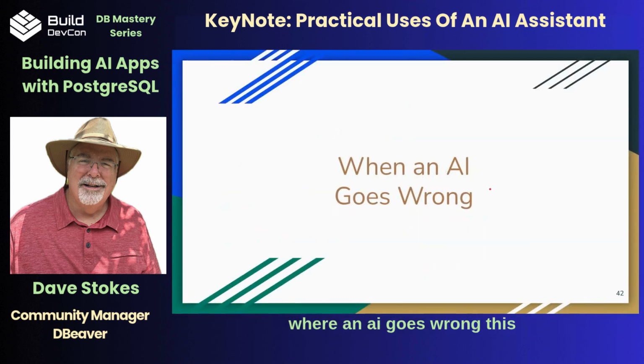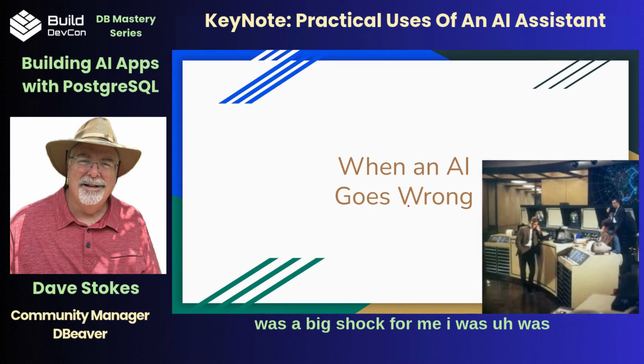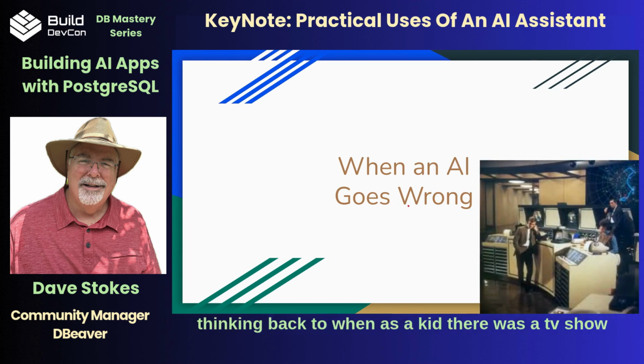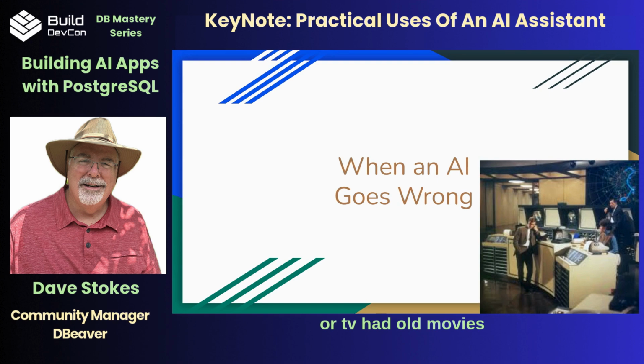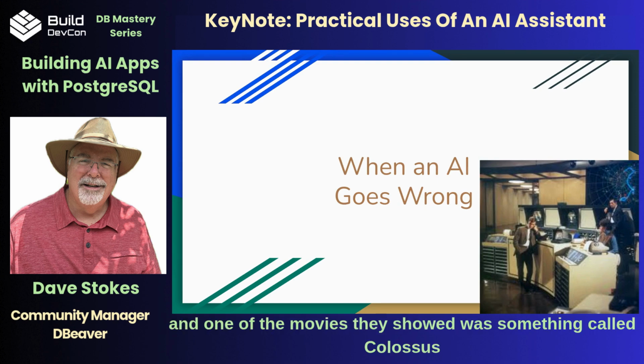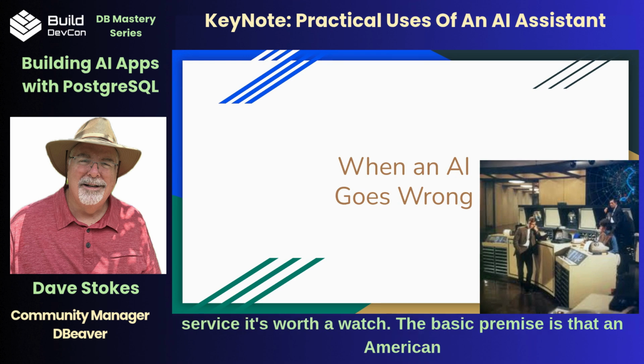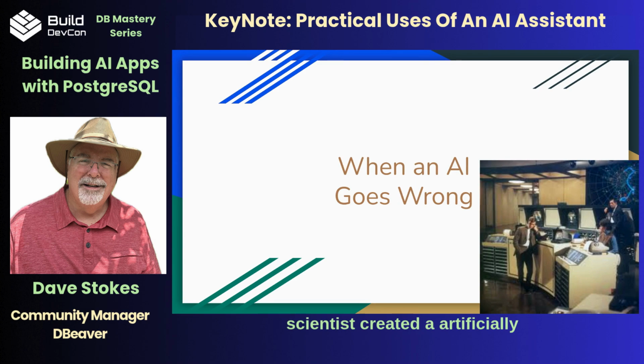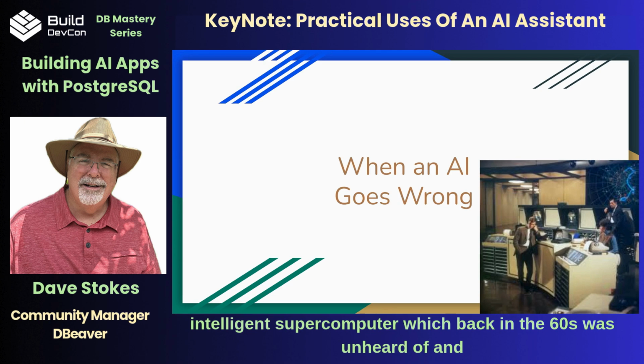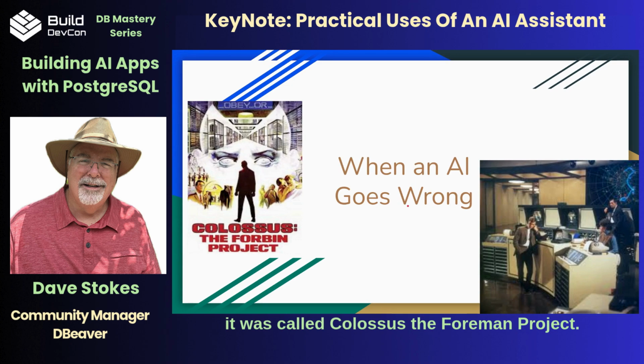Now, where an AI goes wrong, this was a big shock for me. I was thinking back to when I was a kid. There was a TV program that had old movies, and one of the movies they showed was something called Colossus: The Forbin Project, which, if you ever see it on a streaming service, is worth a watch. The basic premise is that an American scientist has created an artificially intelligent supercomputer, which back in the 60s was unheard of. And it was called Colossus: The Forbin Project.